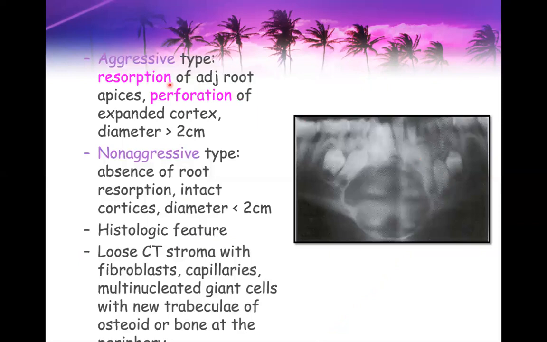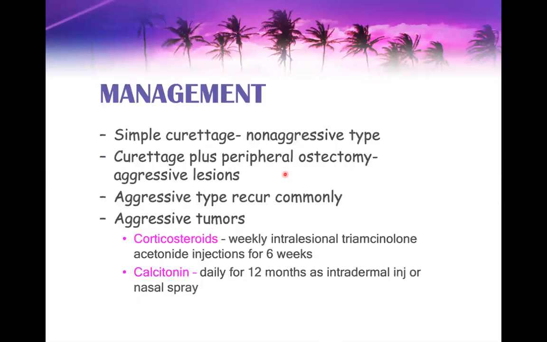Aggressive type: there will be resorption of the bone or resorption of the root, and there will be perforation of the cortex. Non-aggressive type: there will be no root resorption and the cortex will be normal. Histopathologically, there will be fibroblasts, multinucleated giant cells with new trabeculae of osteoid bone at the periphery. Management is simple curettage for the non-aggressive type. For aggressive lesions, you have to go for curettage plus peripheral osteotomy along with corticosteroids and calcitonin.